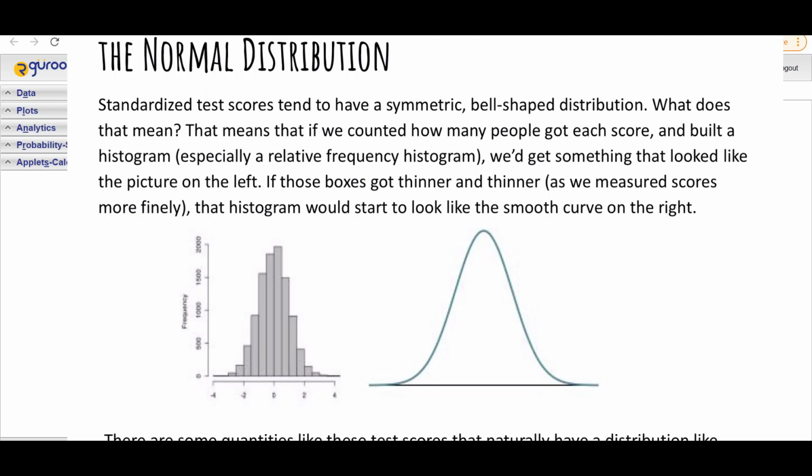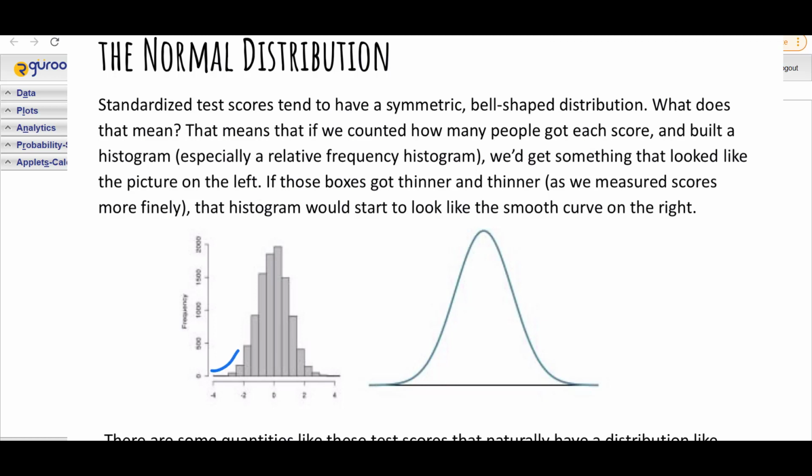So if we had people take a standardized test, and then if we counted how many people got each score and built a histogram, specifically a relative frequency histogram, the histogram might look something like this. And so it is symmetric with the higher bars in the middle and the lower bars on either side, the right and left. Now, if the boxes got thinner and thinner and we measured the scores more finely, then the histogram would start to look like a smooth curve like the one on the right.